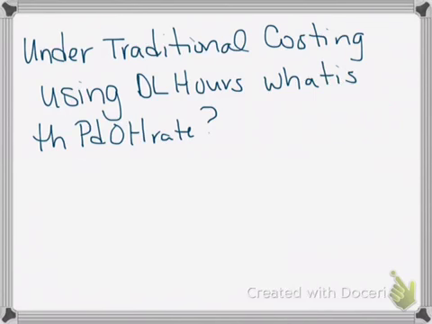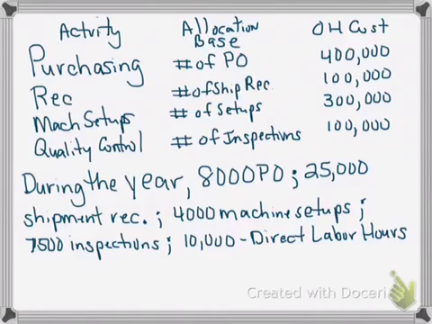The first question I want to look at is under the traditional costing, and this is what we had done in those previous chapters, 19 and 20. We're going to use direct labor hours. What is our predetermined overhead rate? To find that, we need to know what our total overhead costs are. So we're going to take the 400,000 plus the 100,000 plus the 300,000 plus the 100,000, add all of that up, and what we find is we have 900,000 in total overhead.